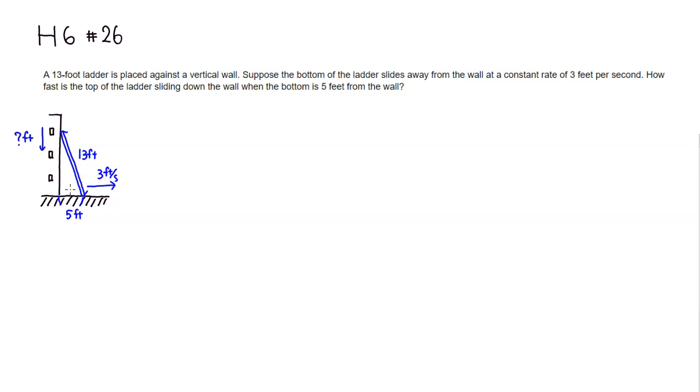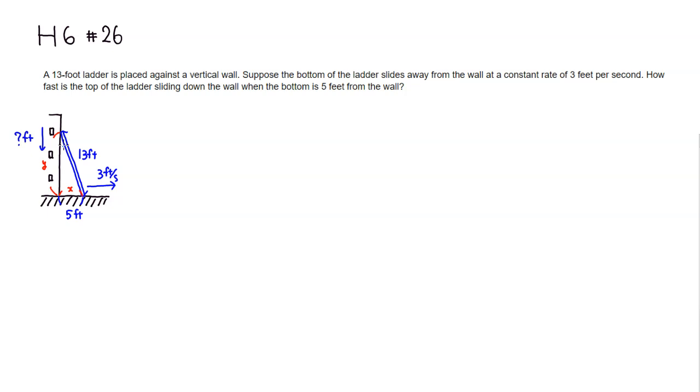So we need to give variables for the changing quantities. You see that the distance between the wall and the bottom of the ladder is changing. I'm going to call this x, since it's a horizontal distance. And the height of the top of the ladder, I'm going to call that y.